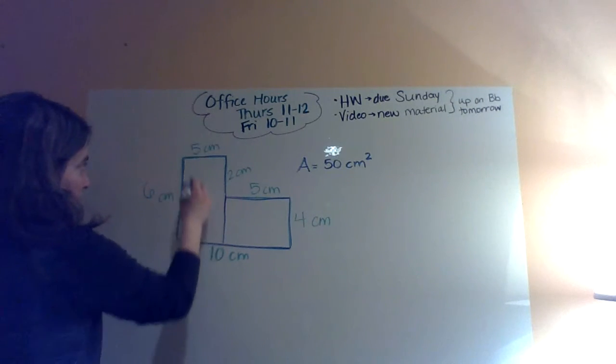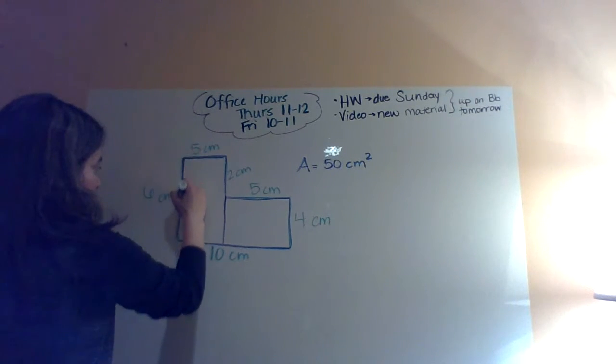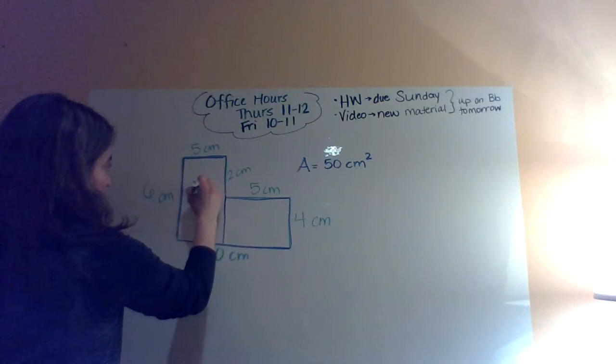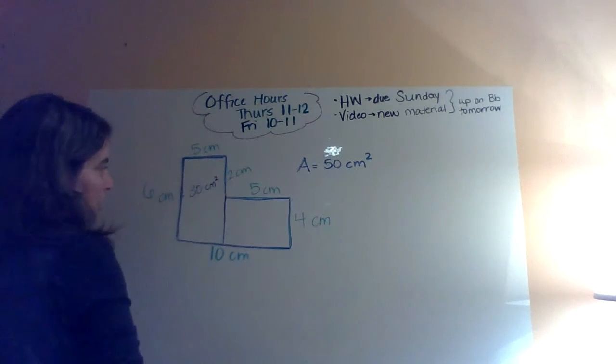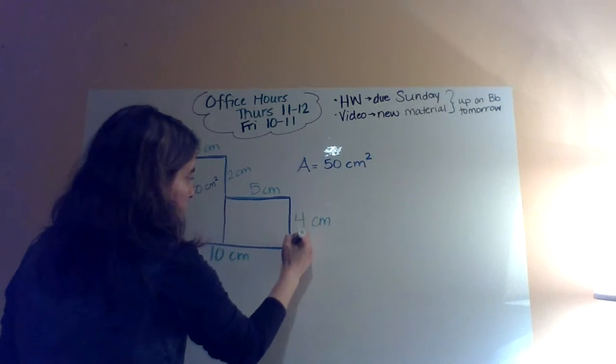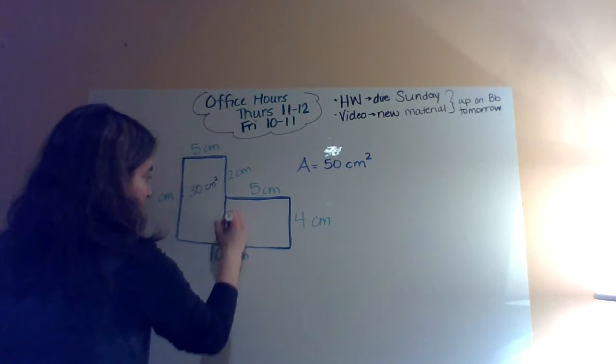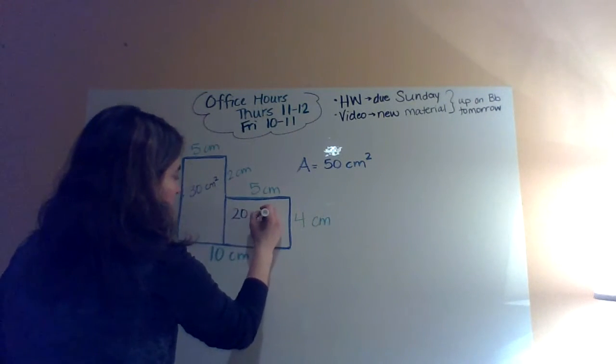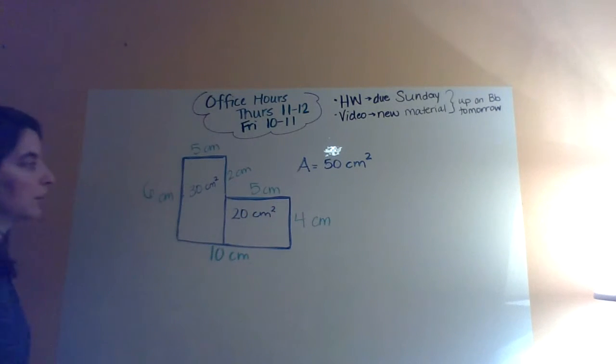Again, I have 2 rectangles. This one is 5 by 6 now. That's going to be 30 square centimeters. This one is 5 by 4, right? This only goes to here, so 5 by 4 is going to be 20 square centimeters. Again, adds up to 50.